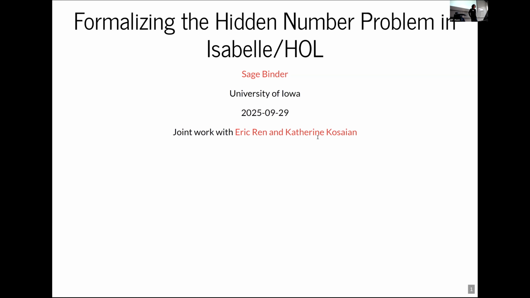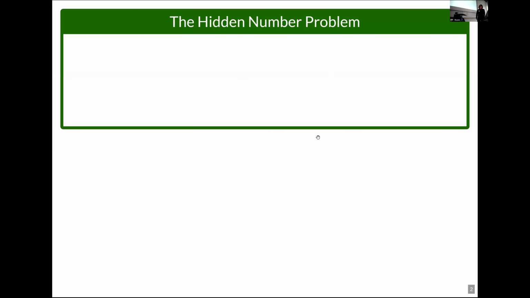Yeah, so this is formalizing the hidden number problem in Isabelle/HOL. This is joint work with Eric Wren, who's just starting his PhD in mathematics at Georgia Tech, and Katherine Kosaian, my advisor.